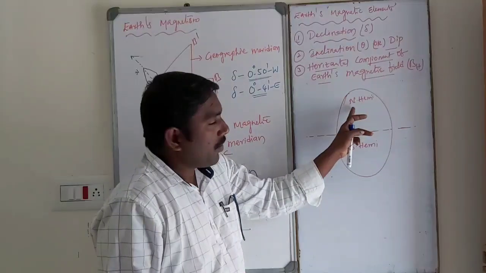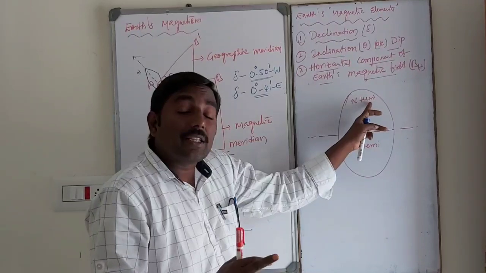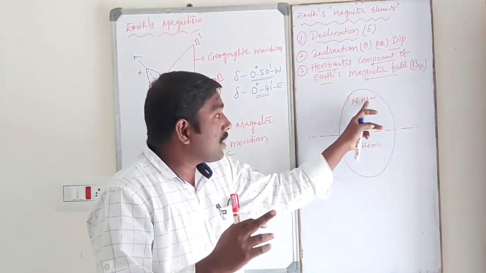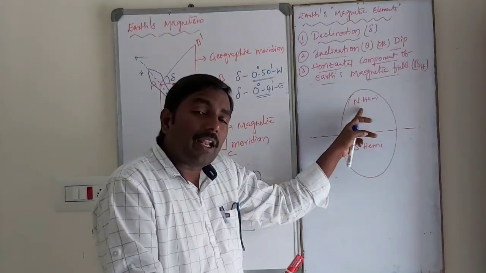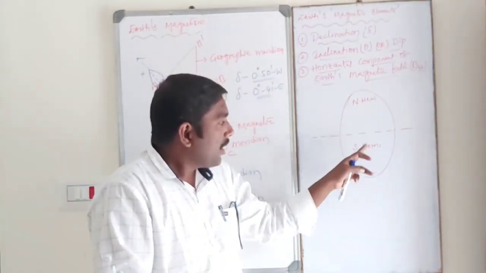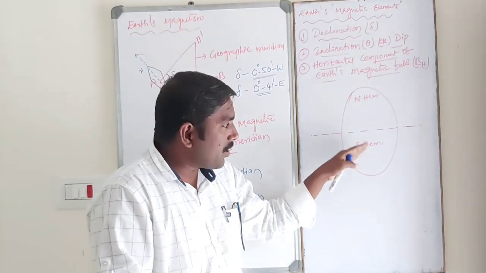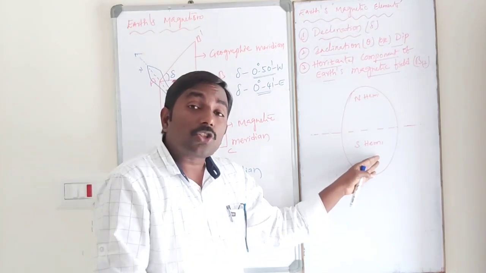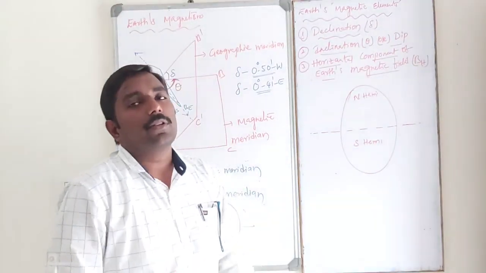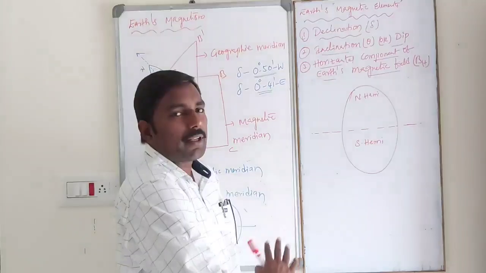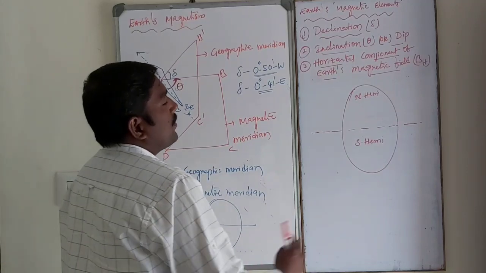At northern hemisphere, the north pole of the magnetic needle tilted downwards. అదే southern hemisphere లోకి వచ్చేసరికి, the south pole of the magnetic needle tilted downwards ఉంటుంది. ఓకే, చేంజ్ అవుతూ ఉంటుంది డిపెండ్ ప్లేస్ టు ప్లేస్. It varies from place to place.